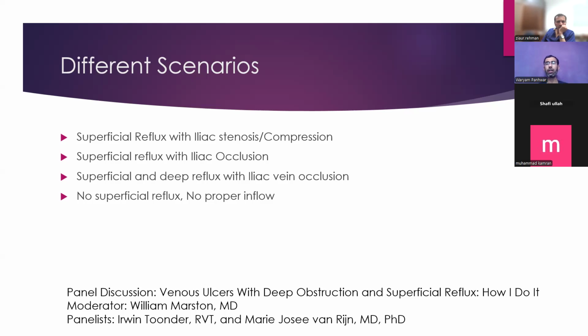But if both are not, meaning both are involved in the post-thrombotic syndrome, both are not very well recanalized, then it is called no proper inflow. So this is not a good patient for the intervention. We can't offer anything for iliac stenting. So no iliac intervention, no superficial reflux treatment to offer in this patient. Now this patient is having a venous ulcer.